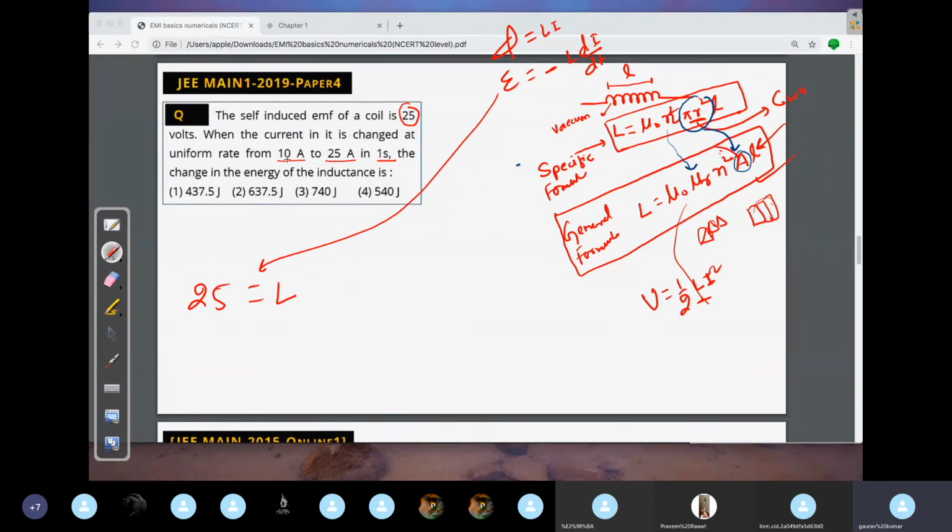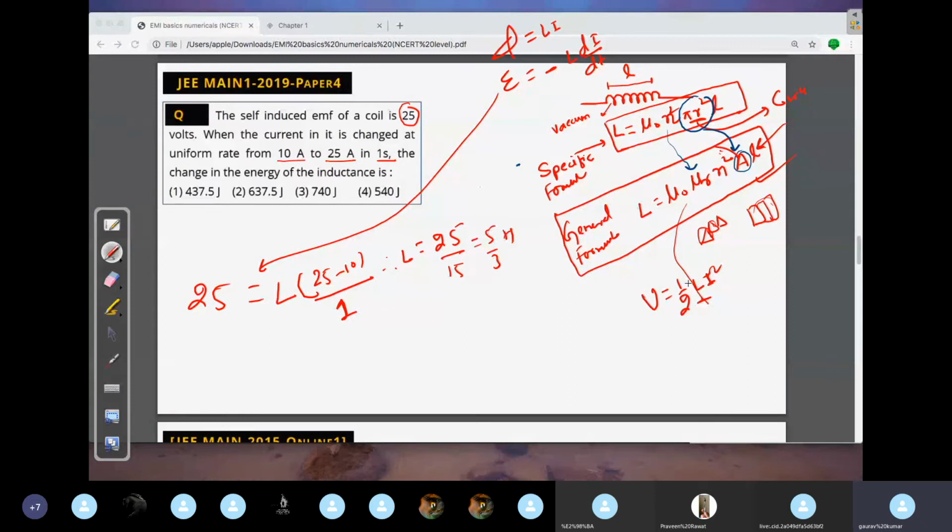It is 10 to 25. So what is dI? I'm just writing the magnitude here at this moment. So you'll get 15, the change, 25 minus 10, and 1 second. So from here we'll get the value of L. What is L here? 25 by 15. So we'll get 5 by 3 Henry.